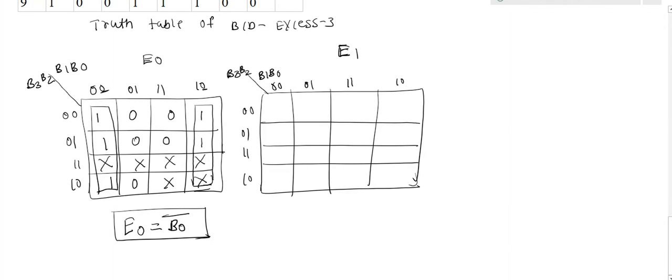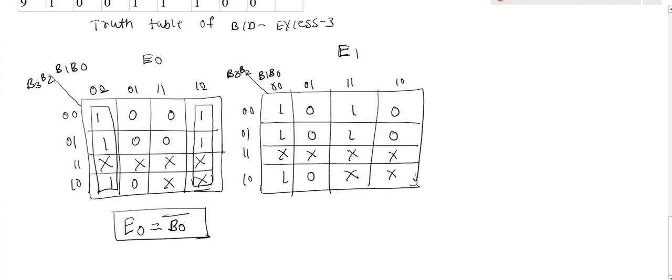cells of the truth table in a K map, my K map will look like this: 1, 0, 1, 0, then 1, 0, 1, 0 and 1, 0 till 9. Then after all the cells, I am going to represent don't care cells.